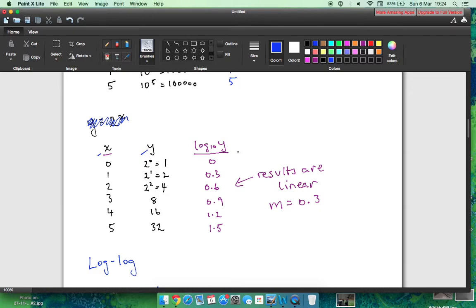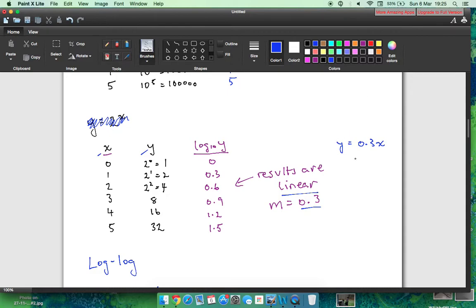We found from taking logs of the y values that x versus log of y produced a linear function with a gradient of 0.3. So we found out that y equals 0.3x in that line of best fit.